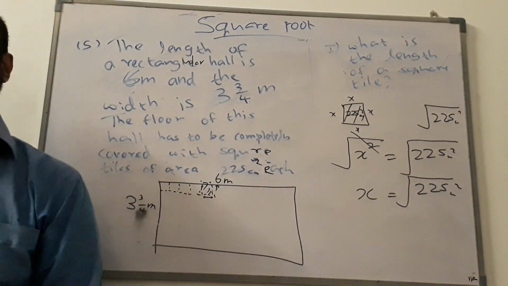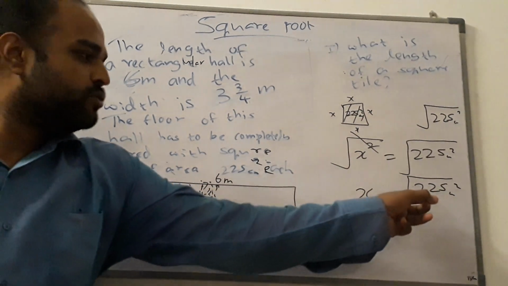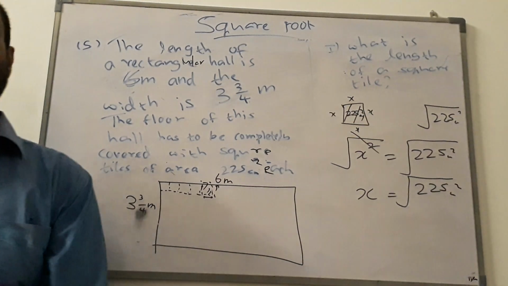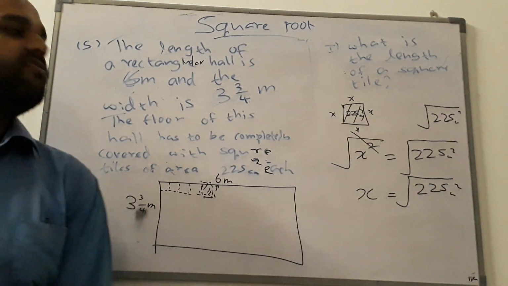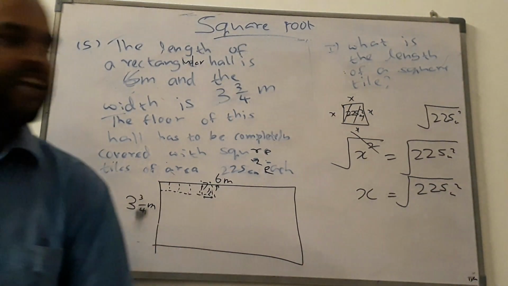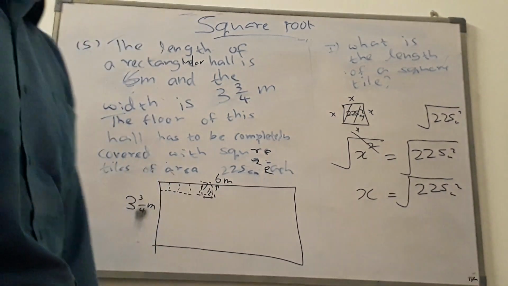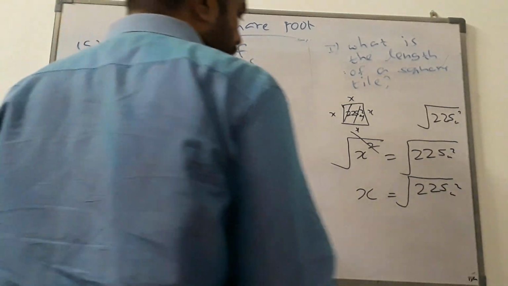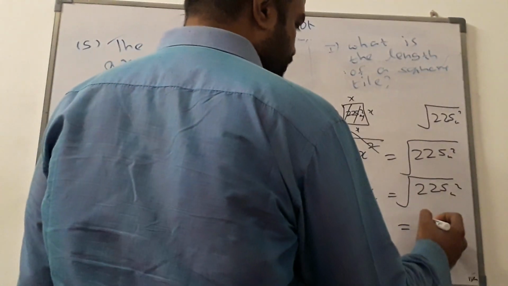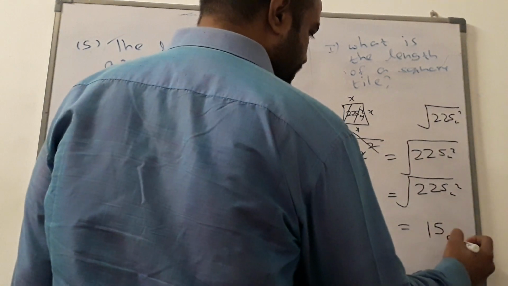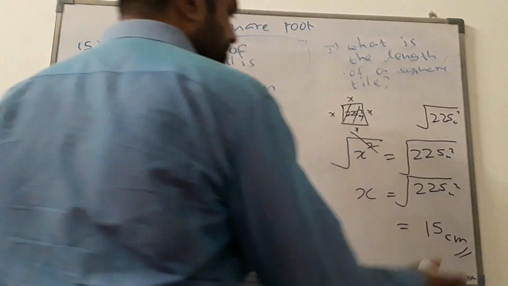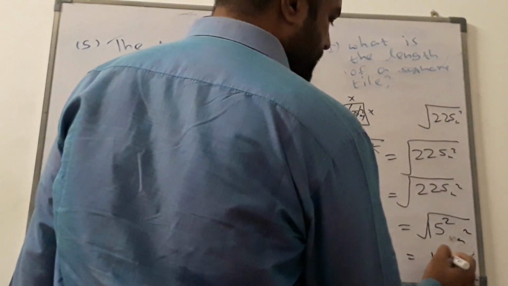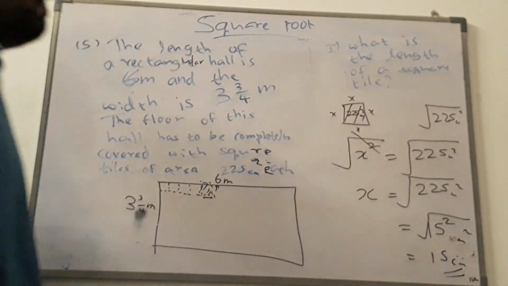225. If you can recall and remember the list, you can easily find the square root of 225 rather than going on dividing with prime factors. No need of prime factorization. Straight away you can get the square root of 225 if the list is on your head. So the square root here, square root of 225 centimeter squared, means 15 centimeters.